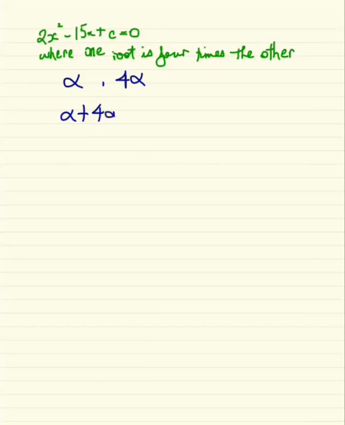Now, what we know is that the sum of the roots is negative b on a, and the product, so what we've got is 5 alpha equals negative b on a, which is negative negative 15 on 2, which is 15 on 2. And dividing both sides by 5, we get alpha equals 3 on 2. Okay, we know alpha is that, so 4 alpha is 4 times that, which is 4 3s are 12 on 2, which is 6.